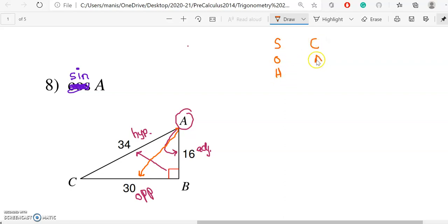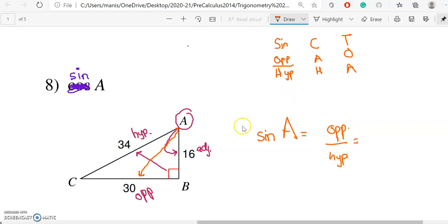So, SOH CAH TOA. Now since they are talking about sine, this is your sine. O means opposite, H means hypotenuse. So this is the formula for sine of any angle. In this case it is A. So I will write the formula opposite over hypotenuse. What is the value of the opposite side? Look over here, it's 30. Hypotenuse is 34.